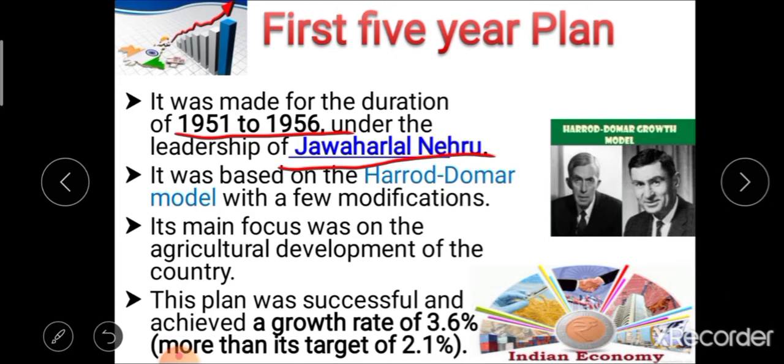The main aim or main focus of this first 5-year plan is agricultural development in the country, that is, to develop agriculture. Now the growth rate of the first 5-year plan: this plan was successful and achieved a growth rate of 3.6%, more than the targeted growth rate of 2.1. This is the first 5-year plan.